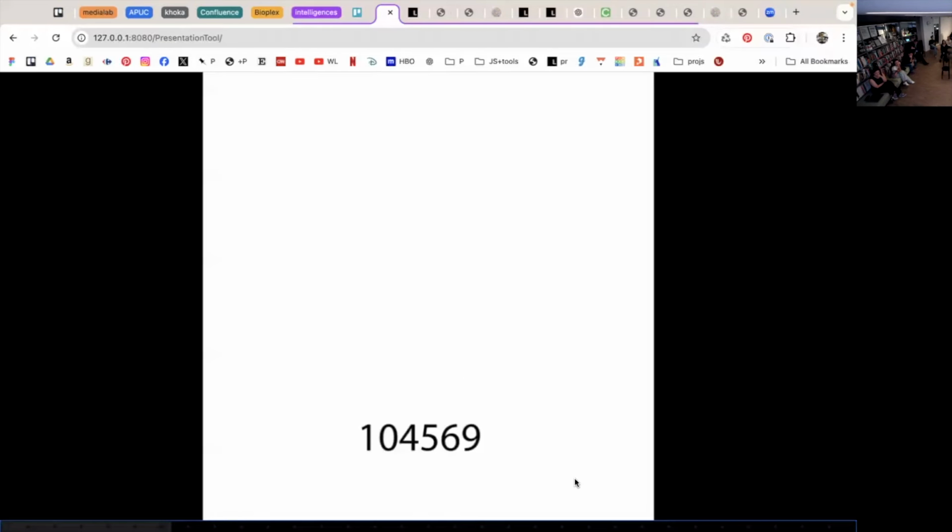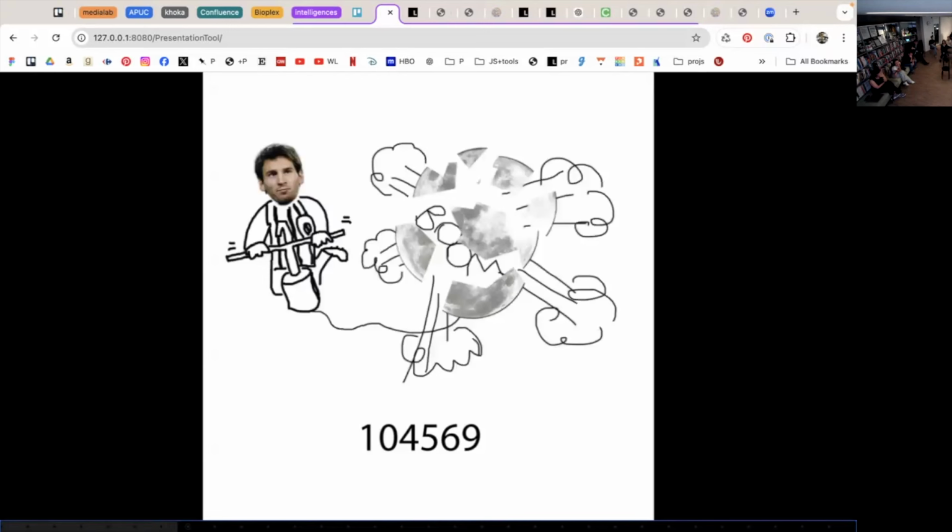And what you're going to do is six figures. You take the first two figures, that's a number between 0 and 99, and you find the object. Then for the 45, the action, and then for the 69, the passive object, the object receiving the action. So what will happen here with this number? Leo Messi blowing up the moon, exactly.